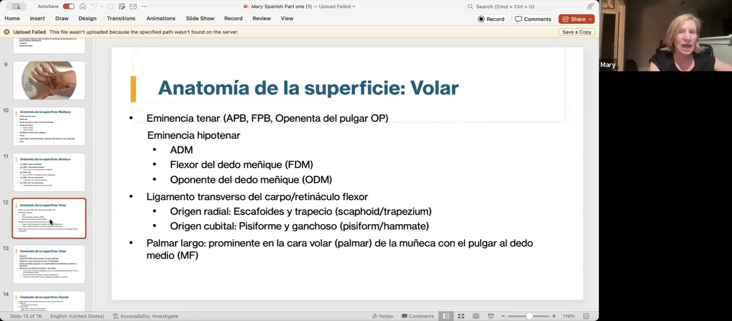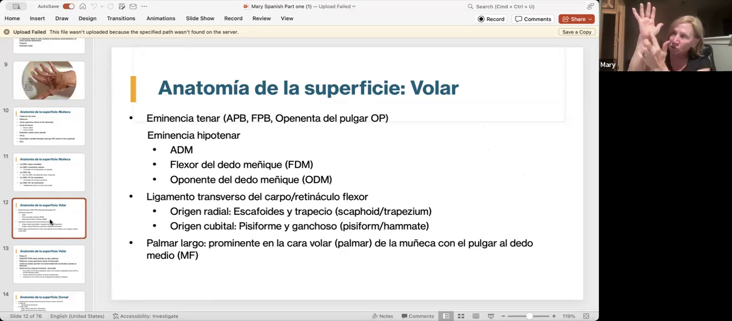So the volar anatomy. We have the muscles of the thenar eminence. They're here, and you didn't really think about that. That's a muscle belly. We have the muscles of the hypothenar eminence. The thenar muscles are innervated by the median nerve. The hypothenar muscles are innervated by the ulnar nerve. And then we have a ligament that comes across here. This ligament helps keep the tendons close to the bone.